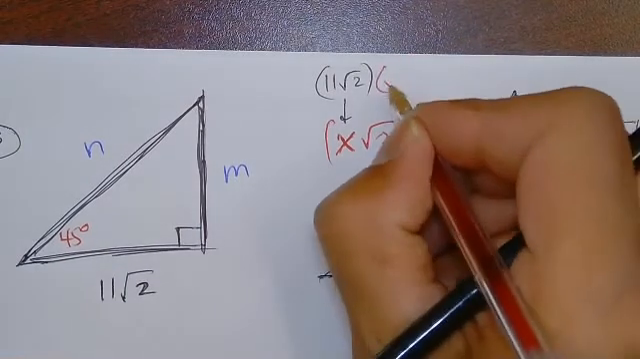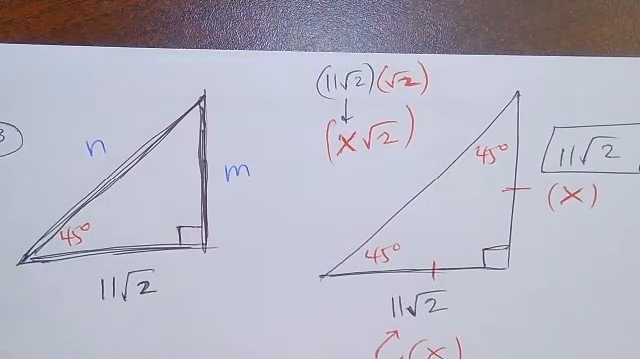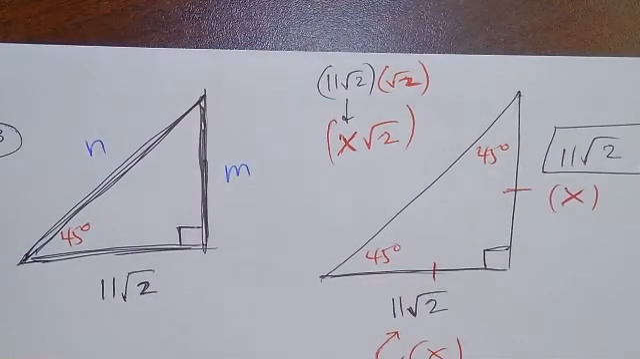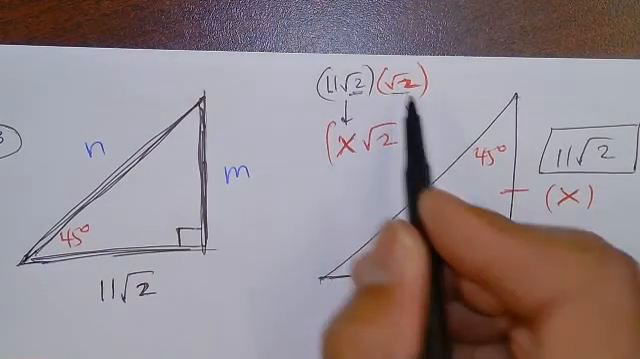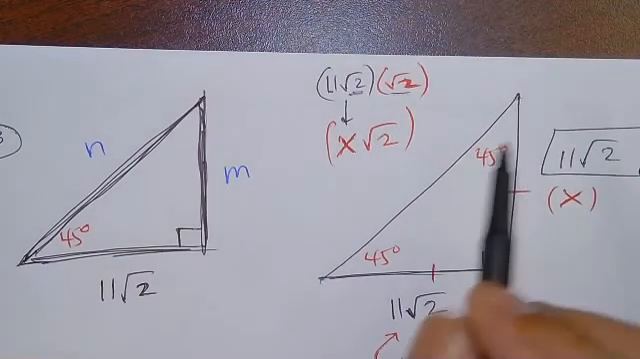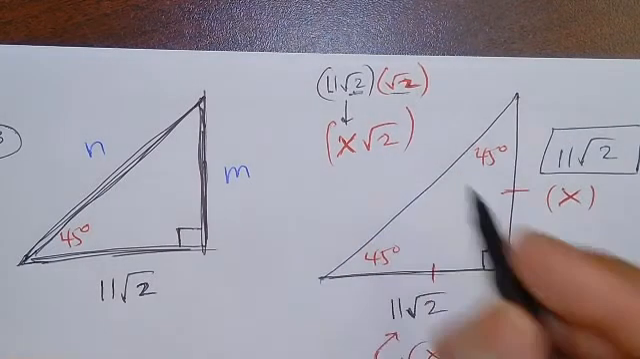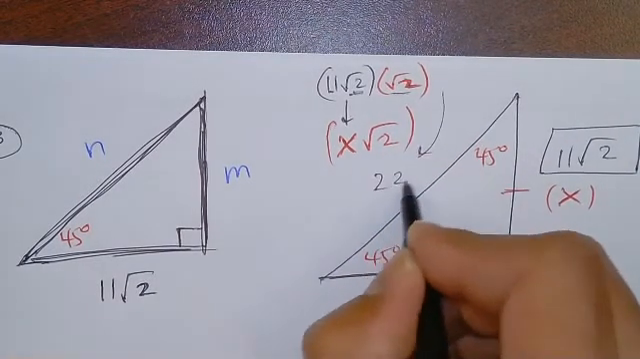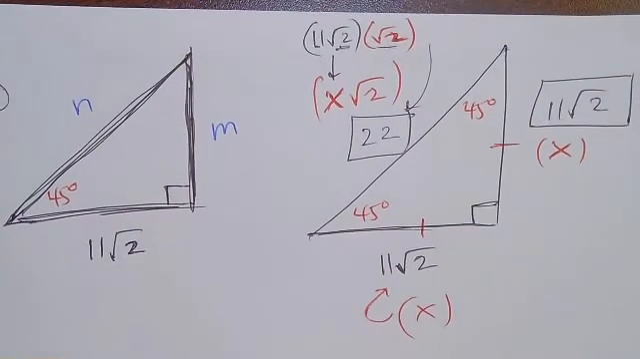The value of x is 11 square root of 2 times this square root of 2? The answer is 22. How is it 22? This is just a fancy way of saying 11 times 2, right? Because the square root of 2 times the square root of 2 is 2. So this is 11 times 2, so this is going to be 22. This side measures 22.